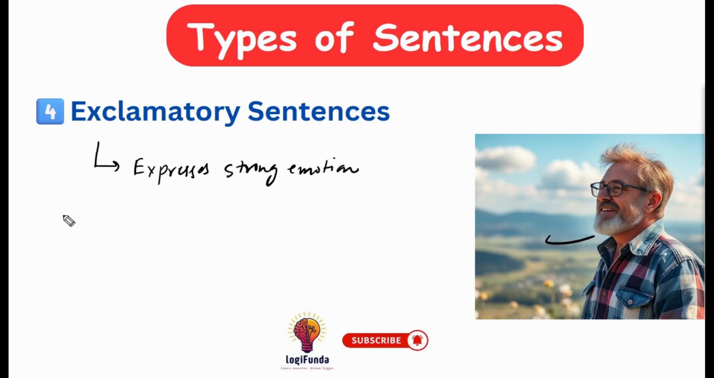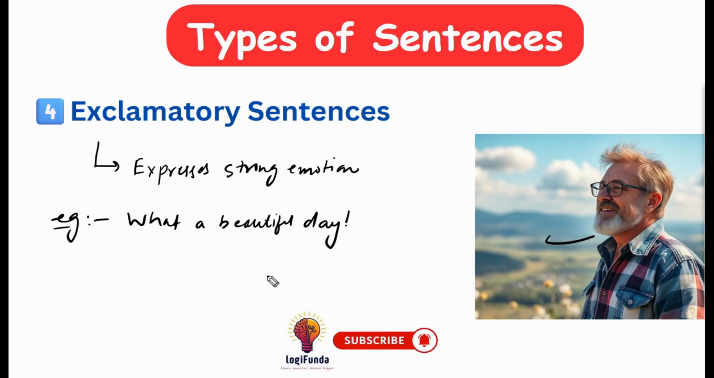Okay, you see this man here is enjoying the beautiful weather out there. So let's say we are saying, what a beautiful day, right? And then we use an exclamatory mark in some sentences. So these are the four types of sentences we have learned by function in part 1. Now let's jump into different types of sentences that I have explained by structure.